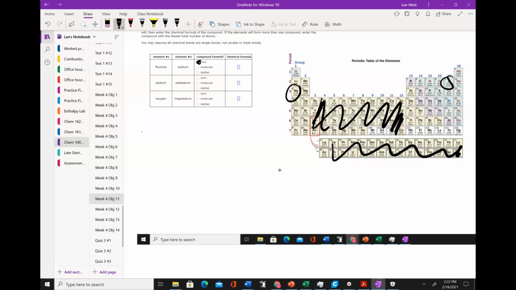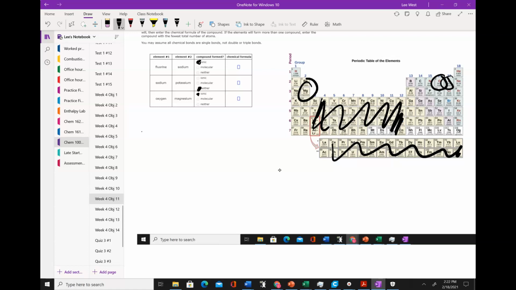Sodium, as we've said, is a metal. And then immediately under sodium is potassium. So we've got two metals, so that means it's neither ionic nor molecular. And then finally we've got oxygen over in group 6A with magnesium in group 2A. So that's a metal with a nonmetal, and so that makes that ionic.